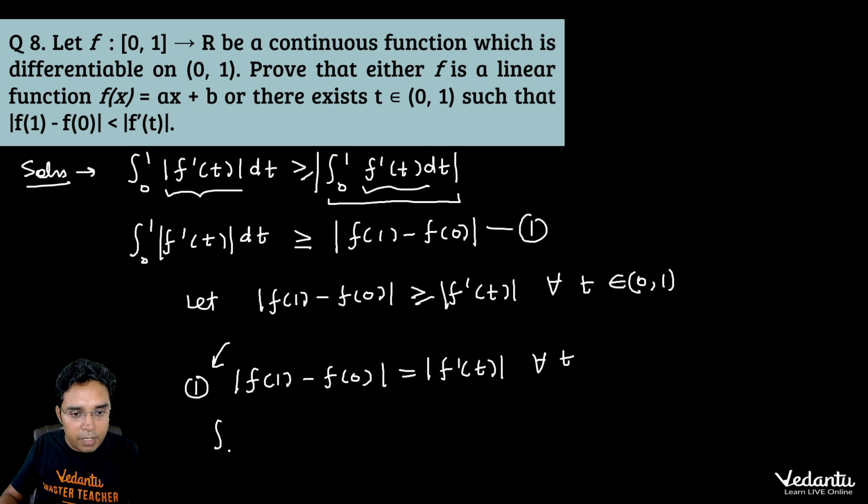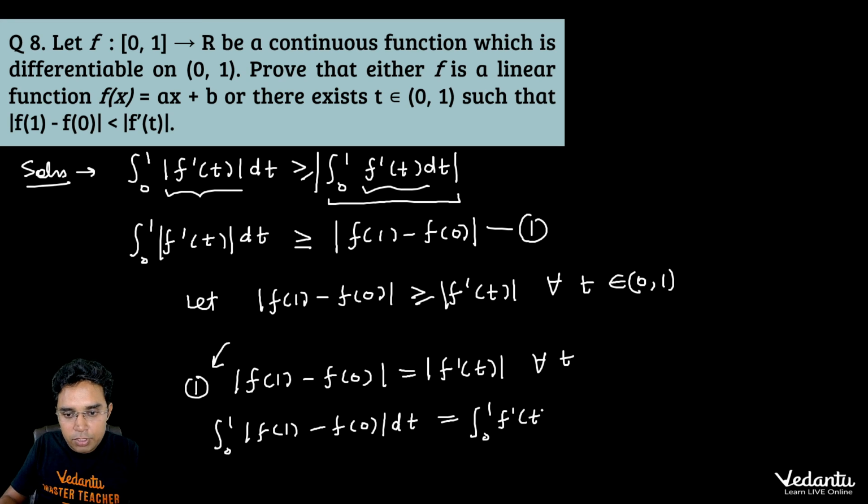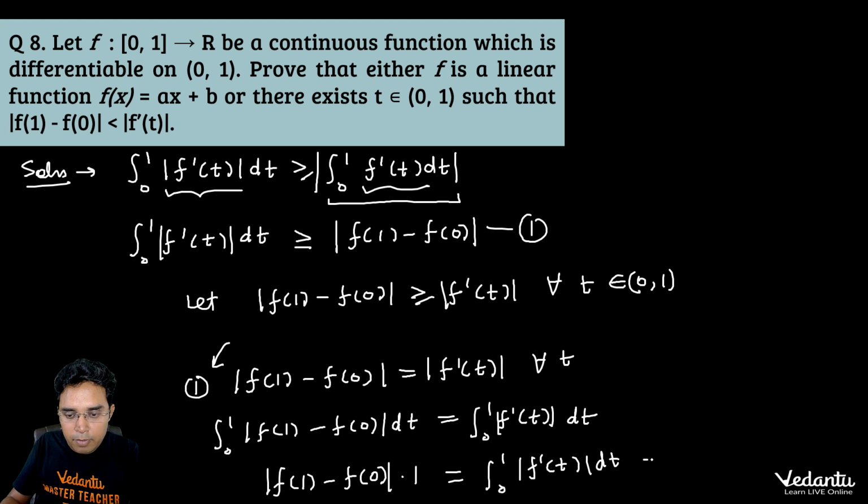In that case, if I do the integration from 0 to 1 of this |f1 - f0| dt, it will be equal to the integral from 0 to 1 of |f'(t)| dt. |f1 - f0| is a constant thing, so we can keep it outside, and then the integration from 0 to 1 of dt will be just 1. So this will be equal to the integral from 0 to 1 of |f'(t)| dt, and this is my equation number 2. Now equation 1 and 2, they can both be true together.